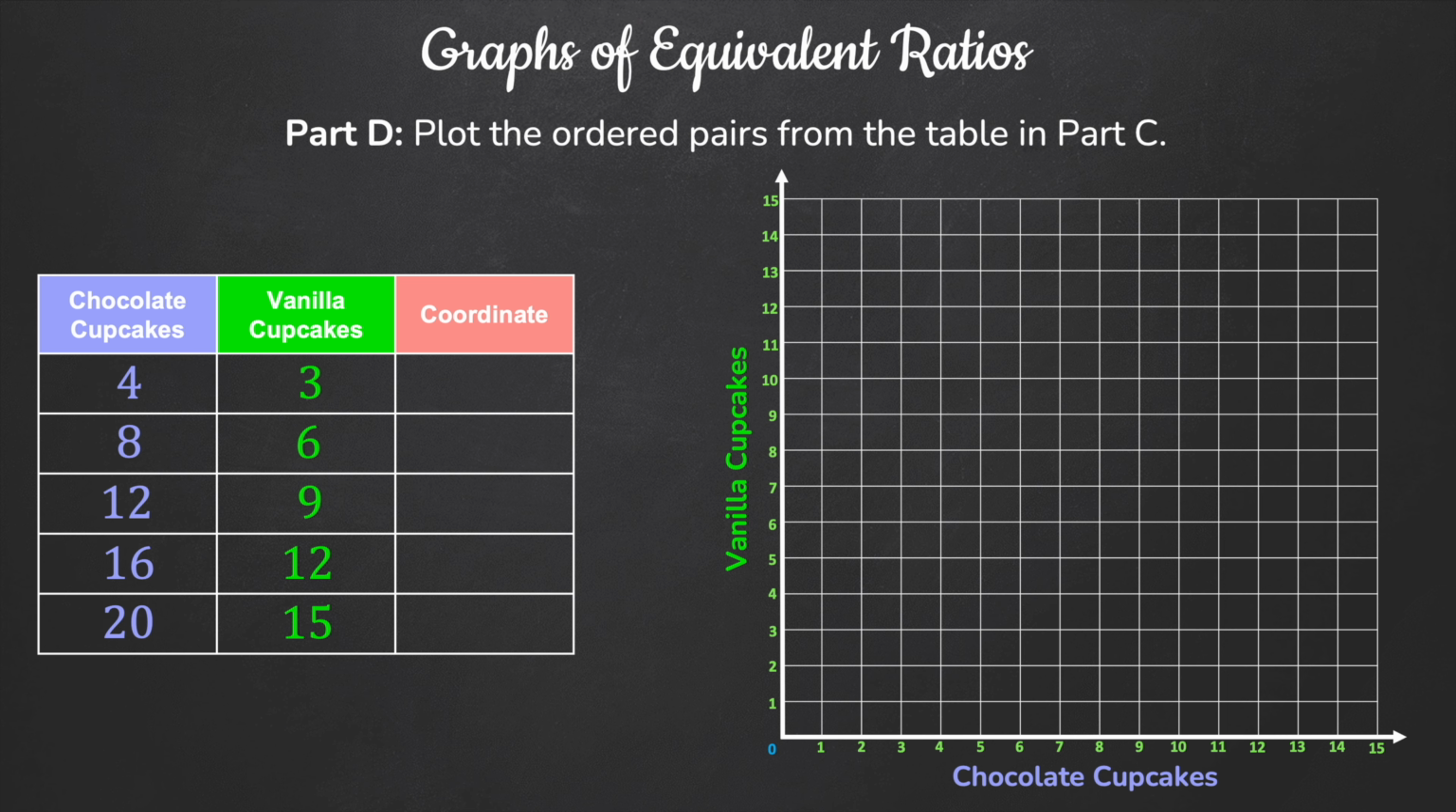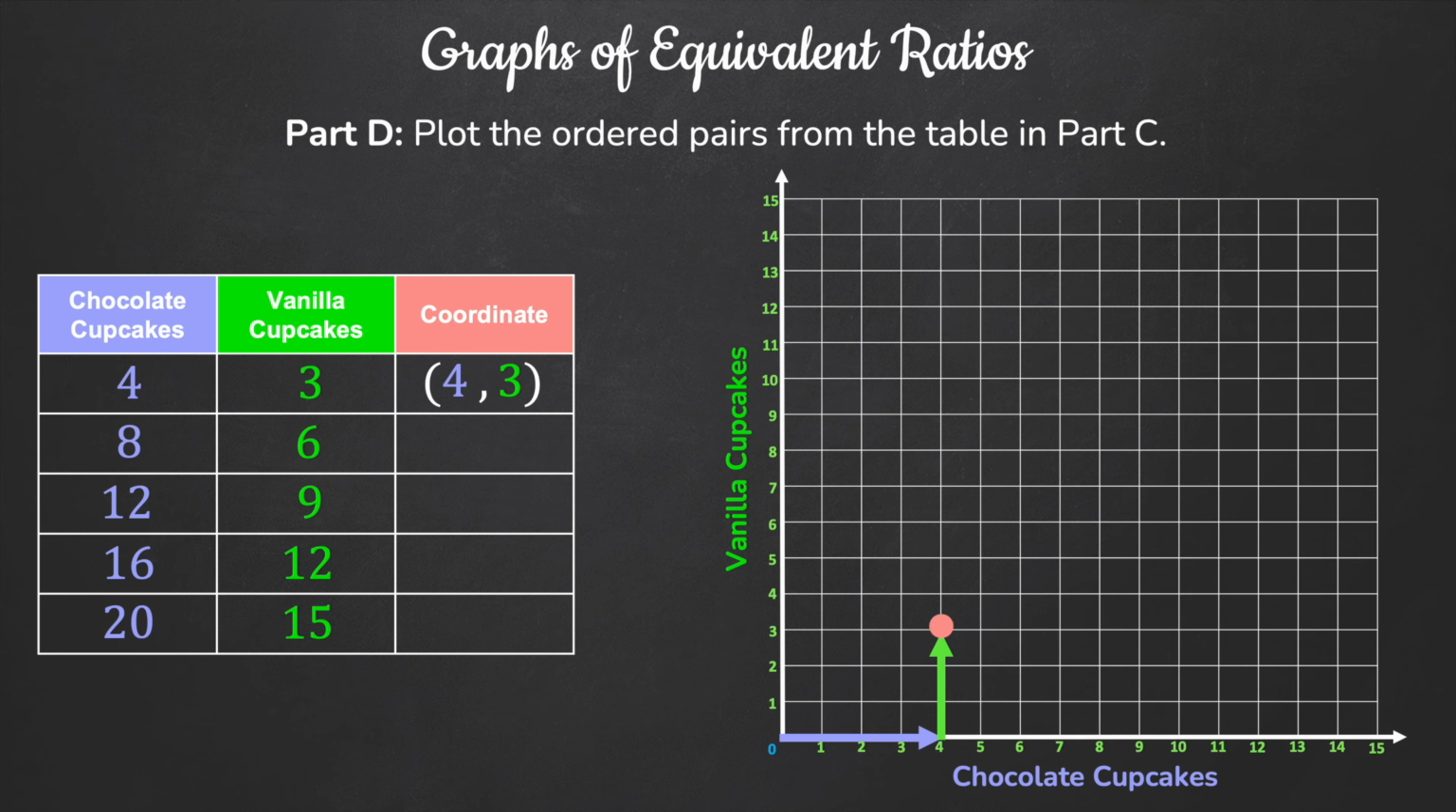For part D, we're going to plot the ordered pairs from the table in part C. So what we're going to do is we're going to write a coordinate for all of these. And so we have chocolate cupcakes to vanilla cupcakes. So we're going to write our coordinate of 4 to 3 as (4, 3). And so in order to plot that, we're going to start at the origin, which is (0, 0), and go 4 to the right and 3 up to plot (4, 3).